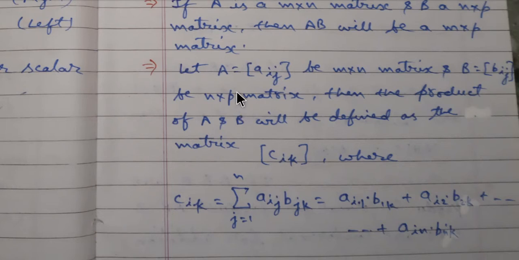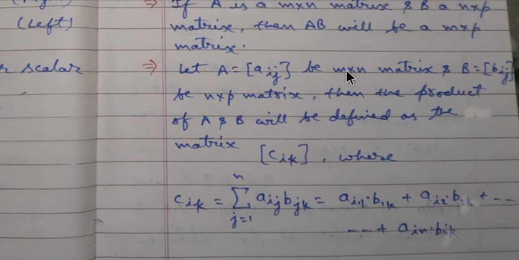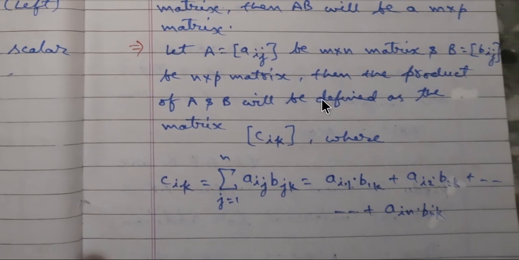This says that let A be an M cross N matrix and B, with entries Bij, be an N cross P matrix. Then the product of A and B will be defined as the matrix Cik, where Cik will be this. So actually this says how to find the product of two matrices.